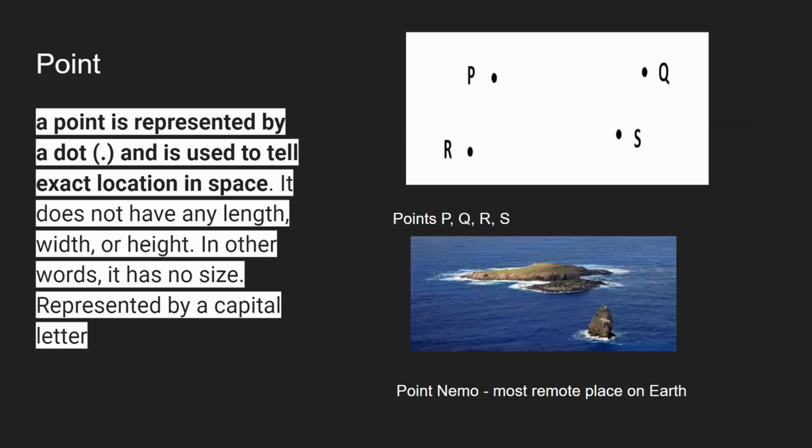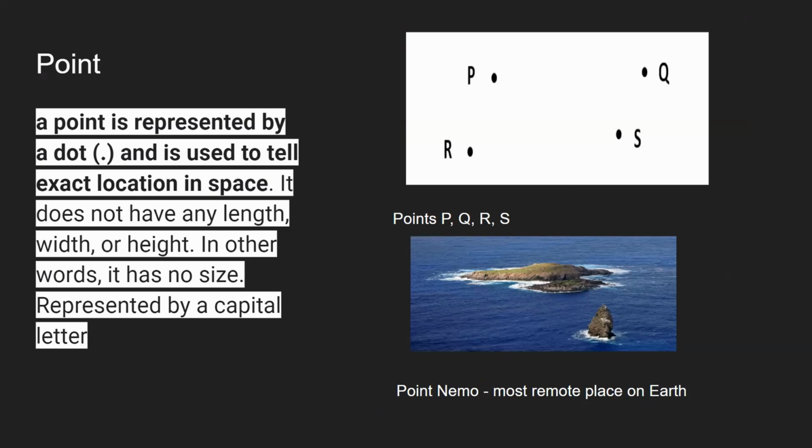So up first, we have points, or a point. A point is represented by a dot. It just tells an exact location in space. It doesn't have any length, width, or height. In other words, it has no size. It's represented by a capital letter.